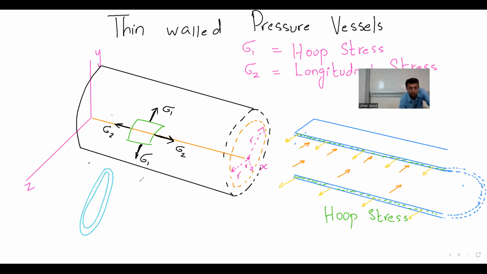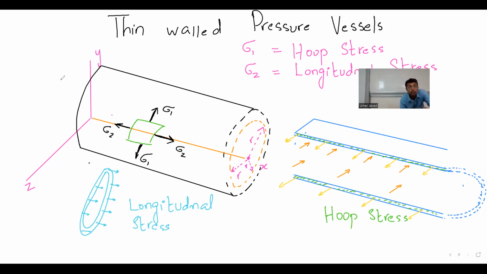Okay. And then I will make lots and lots of arrows. What is the name of this stress? Anyone? These are longitudinal stress. Longitudinal stress is given by what? Stress one symbol. I'm sorry. Hoop stress is given by stress 1 and longitudinal stress by stress 2.